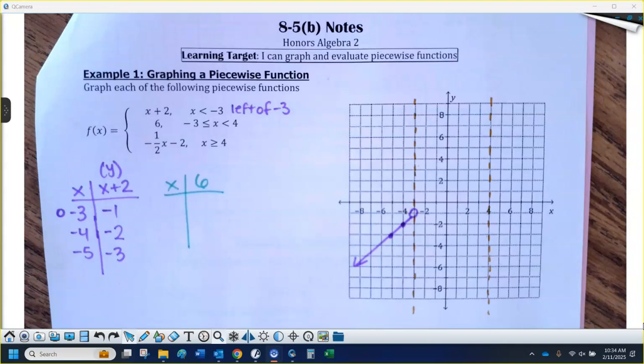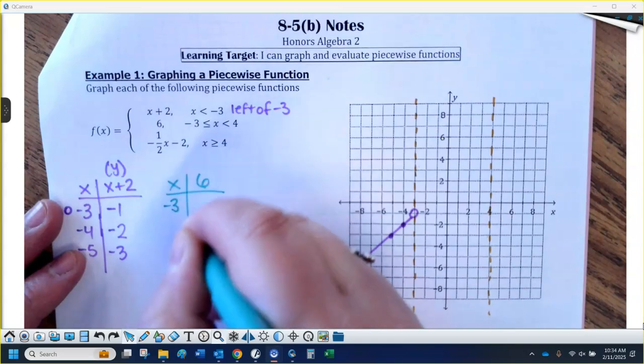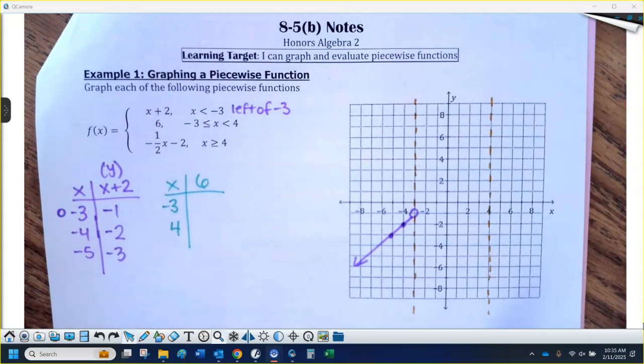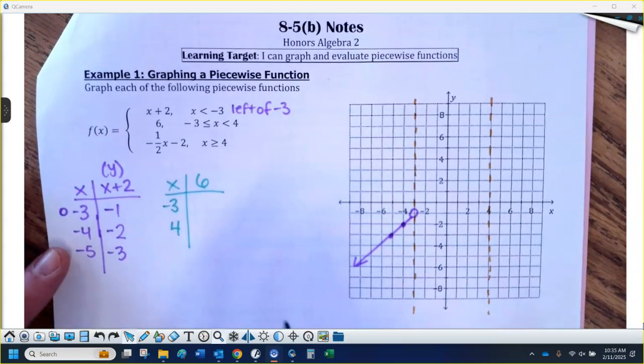What I always do with the second piece, especially if it's a line, is just use the two numbers in the inequality, because you know it's going to touch those 2 points. So -3 and 4. And then if it's a line, I just play connect the dots between these two. This will just be a horizontal line.